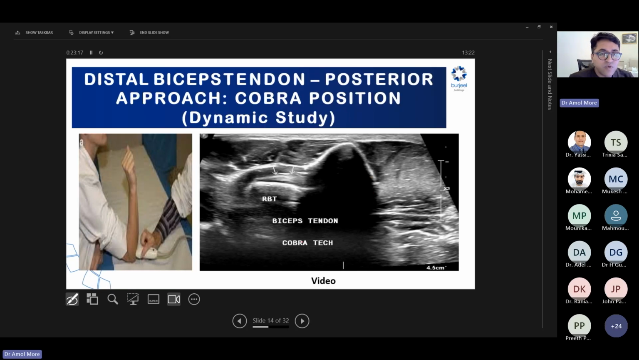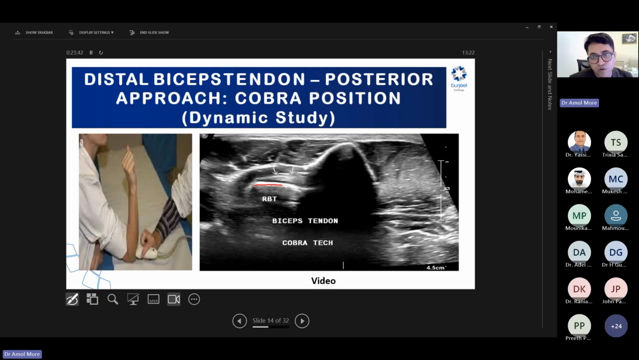And there is one more technique which is known as the cobra position, in which we can just see the insertional component of the distal biceps tendon on the radial tuberosity. So here the patient position is like this, like a cobra-like appearance, and you can keep your probe in horizontal plane in the proximal part of the forearm, and you will see the radial tuberosity outline.